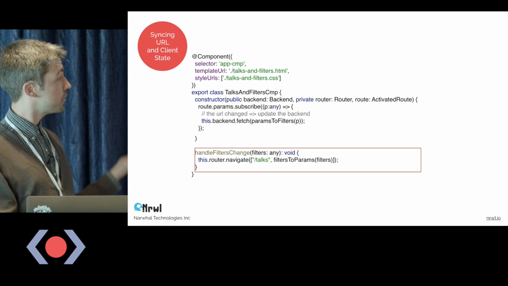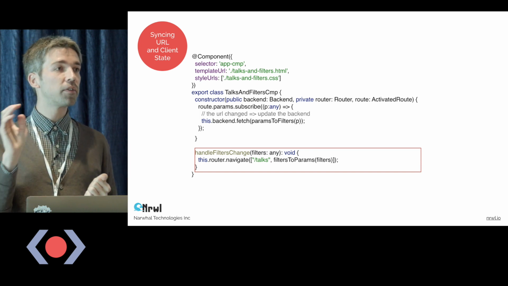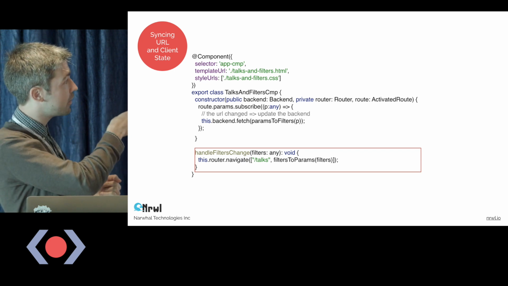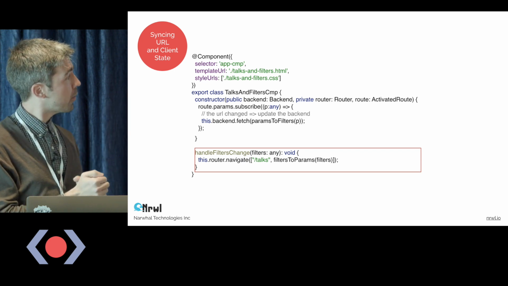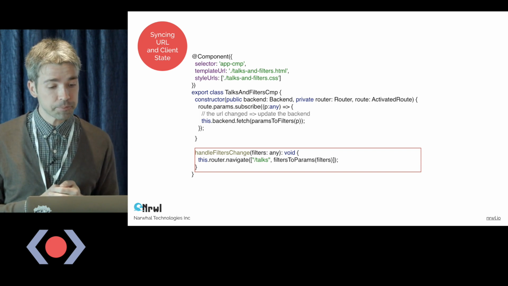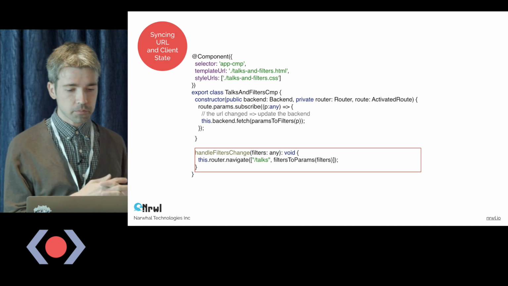So we can do it like this. We can just say, hey, if you change the filter, what we're going to do is merely navigate to the new URL. And then the constructor will fire that subscribe callback, and we're going to reflect the change by fetching all the right talks. That looks reasonable. At least there is no duplication.